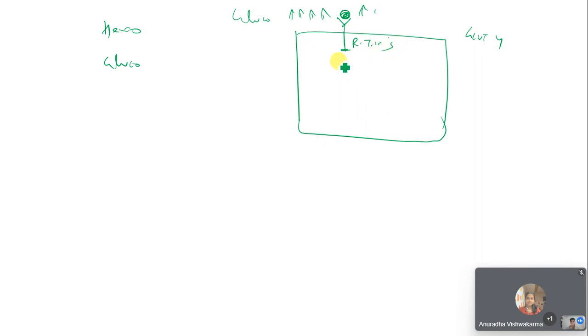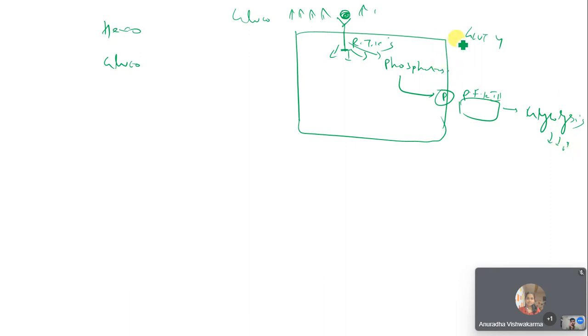Now with this RTK, a lot of processes occur. One process we learned was activation of the phosphatase, which will remove the phosphate from PFK2 and push glycolysis forward. So this was one mechanism. The second mechanism involves the enzymes we see: hexokinase, glucokinase, phosphofructokinase 1, and the last enzyme, pyruvate kinase.